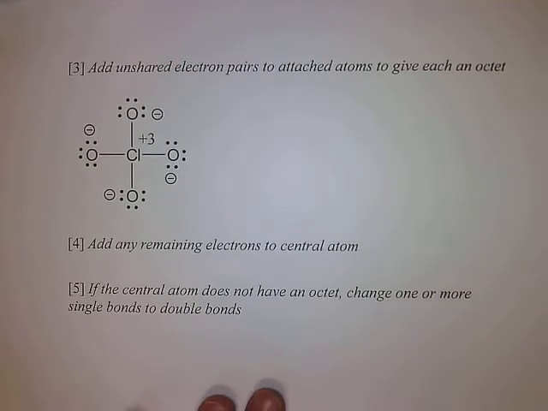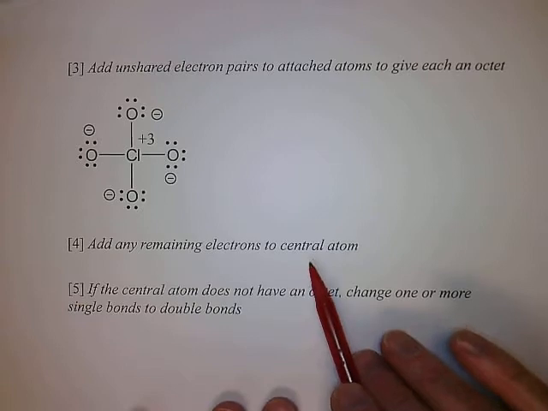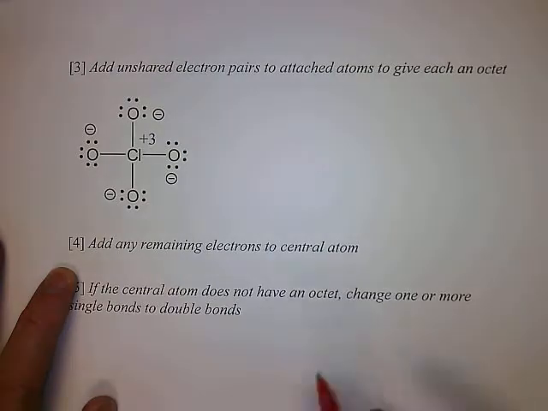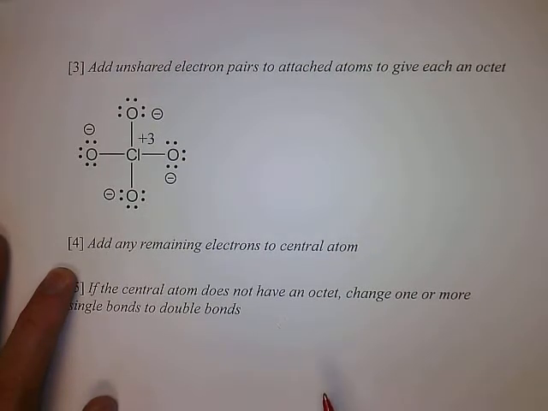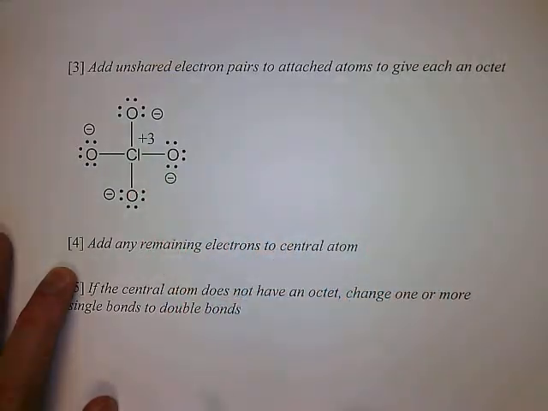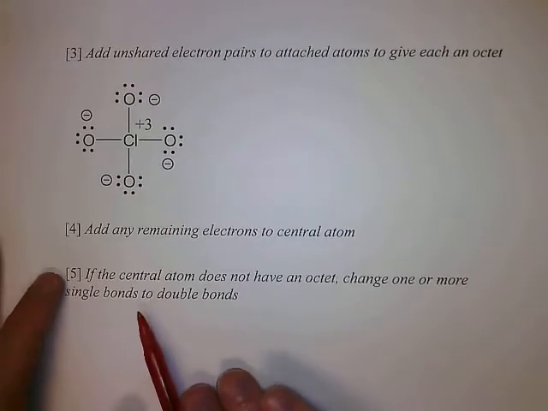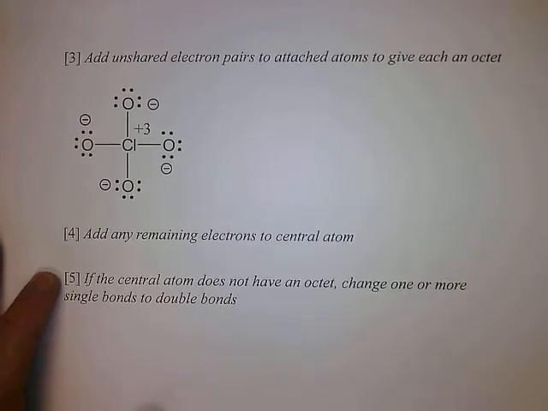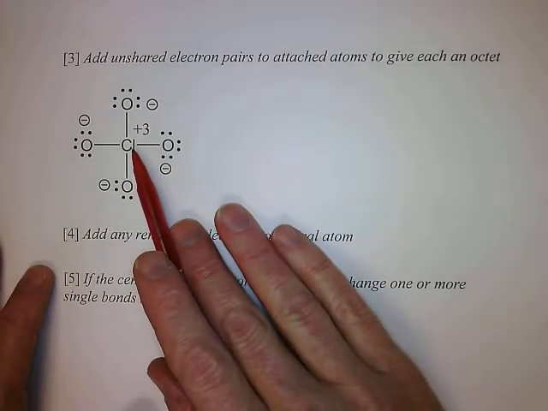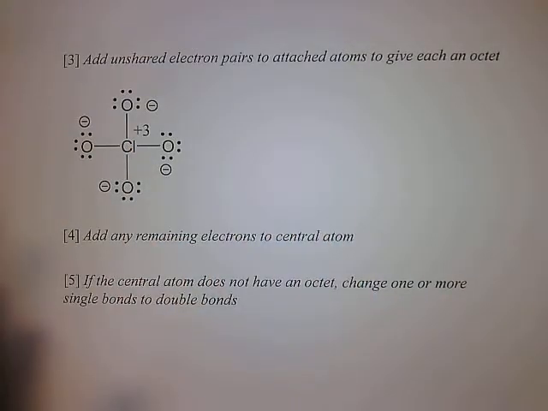Okay. So then we add any remaining electrons to the central atom. We don't have to worry about this step. We've already used all our electrons. We figured out that we had 32 electrons, and we've already used 32. And besides that, the central atom has an octet of electrons already. So we don't have to worry about step 5 either. And if the central atom does not have an octet, we change one or more single bonds to double bonds. We don't have to worry about that because it already has an octet. Okay.